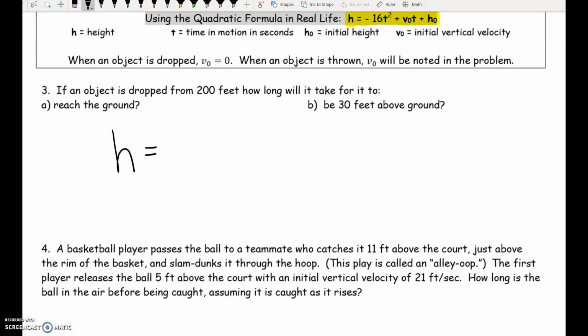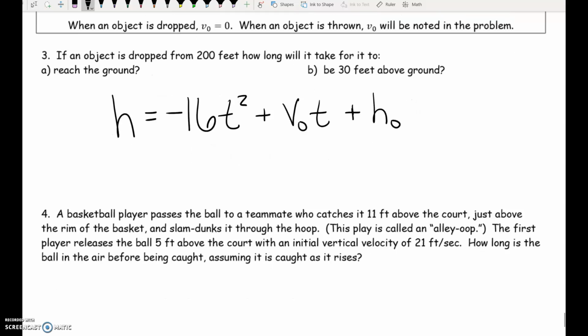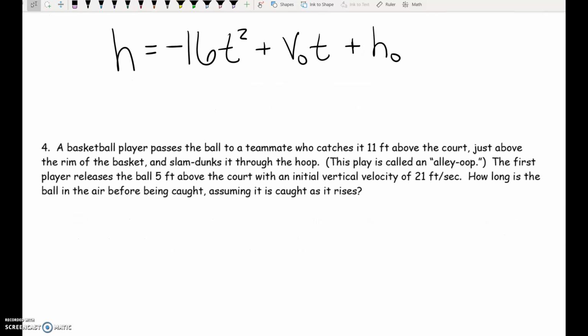So h equals negative 16t squared plus v sub 0 t plus h sub 0. T is kind of like x. So instead of talking about x equals, we're going to be talking about t equals. So we'll use the quadratic formula using t. T is time. This first h is the ending height.